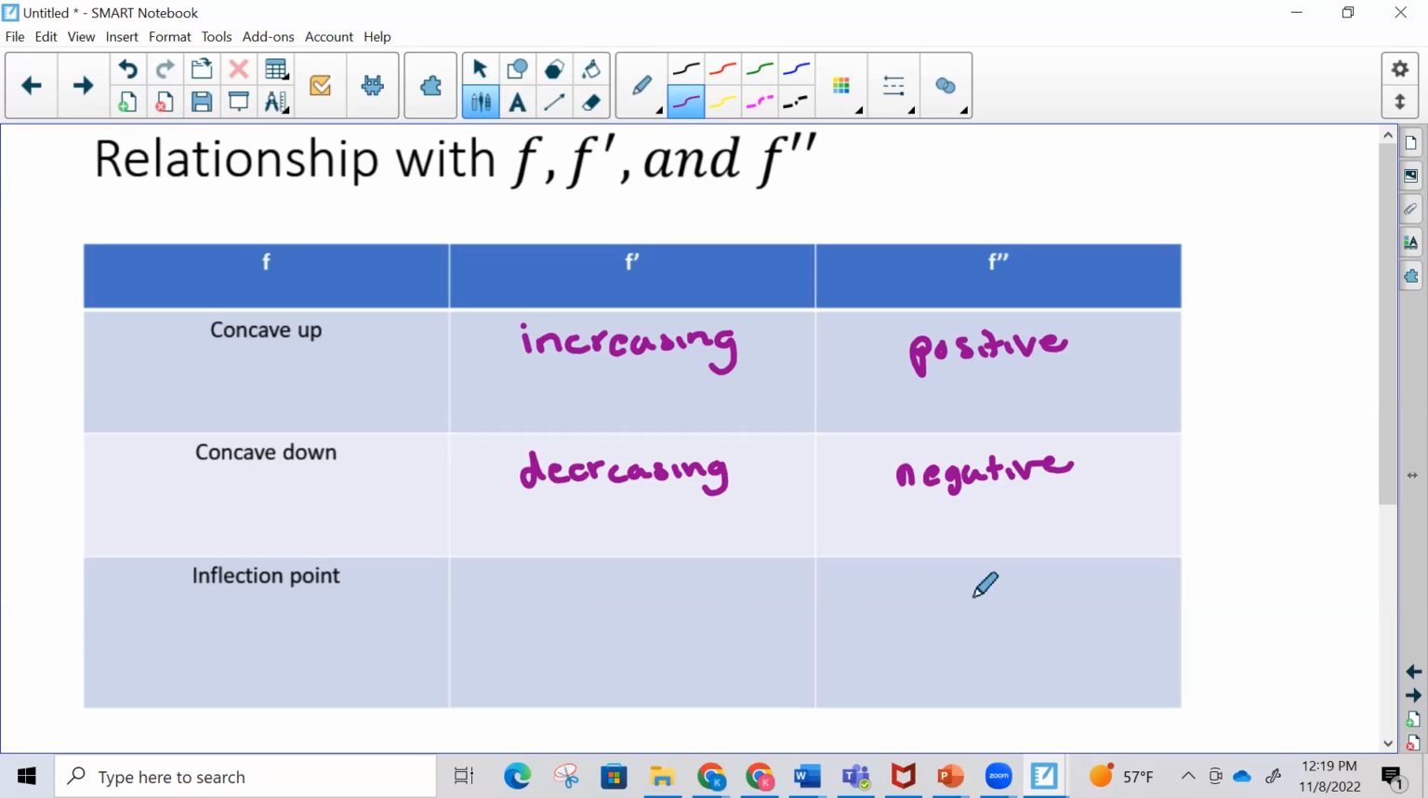At an inflection point, we know the second derivative is 0 or undefined. Again, we're mostly doing 0. And this is going to be a max or min of the slope. Okay, so that is what concavity is and the relationship between the first derivative and the second derivative.